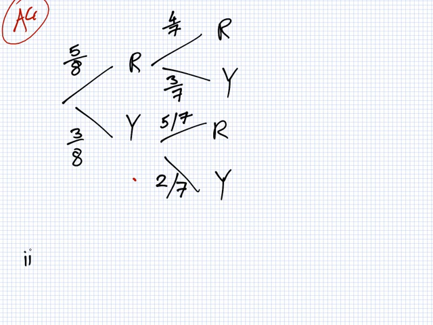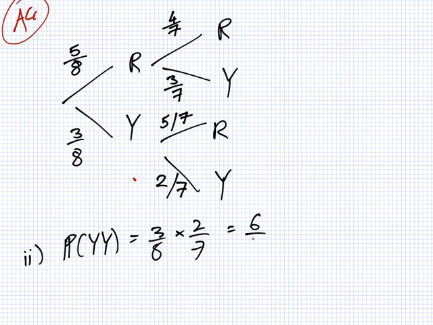The second one is both beads are yellow. So yellow and yellow. That's 3/8 times 2/7, which is, what's that? 6 over 56, which is 3 over 28.